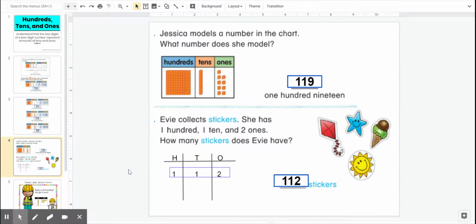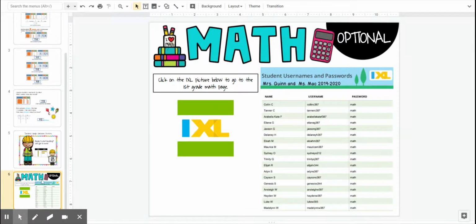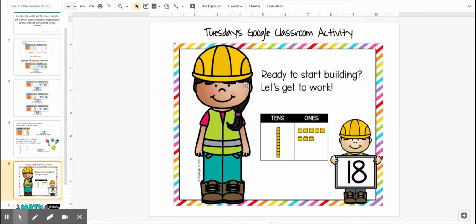Okay, that's how you do tens and ones place value, and then we added the hundreds to it. That's a little new. We've only done a little bitty bit of that, but it's something you'll do a lot of next year. All right, so let's talk about what you're doing in Google Classroom.